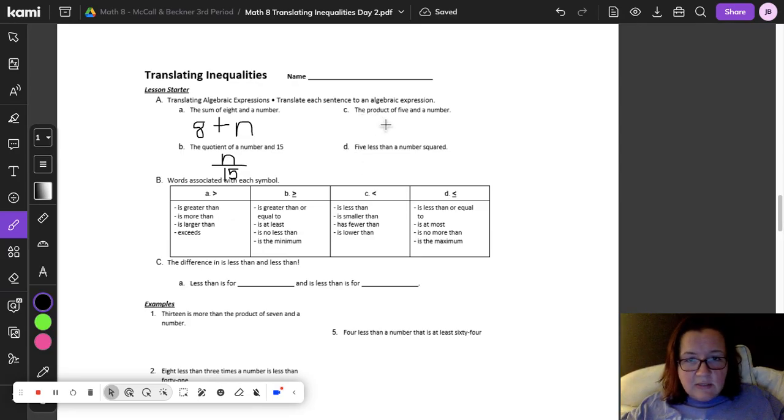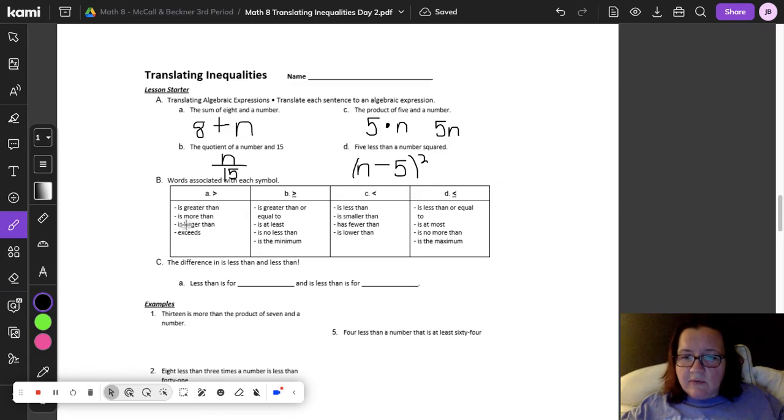If we're looking at product, that means we're going to multiply. And if we're looking at 5 less than a number squared, that means we're going to subtract 5. And our number is over here. 5 less than a number. We're going to square it. Squared. And then up here, we'll just do the last one, the product of 5 and a number. So that one's really easy. We can do this 5 times n, or we could write that as 5n. They mean the same thing, right?